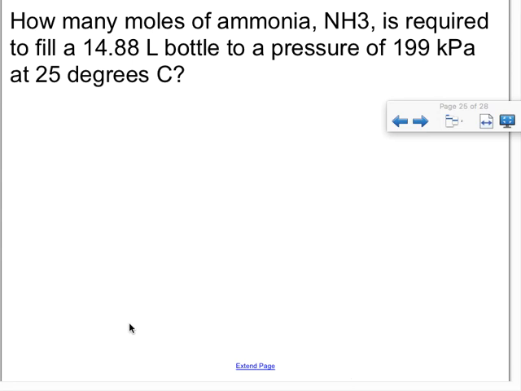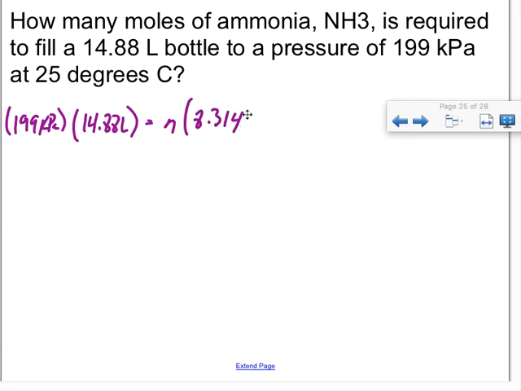Okay, another sample problem using the same equation, PV equals nRT. How many moles of ammonia is required to fill 14.88 liters? So there's my volume, with the pressure of 199 kilopascals. Solving for moles, I'm going to use my constant, 8.314 kilopascals times liters over moles times Kelvin. And my temperature, 25 degrees Celsius.